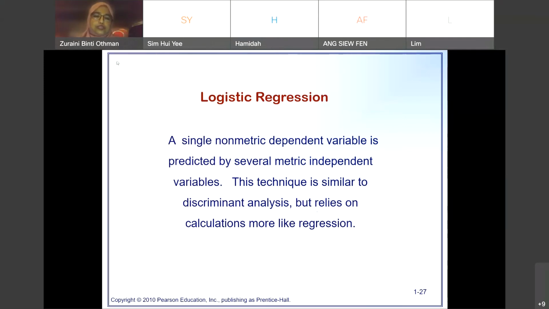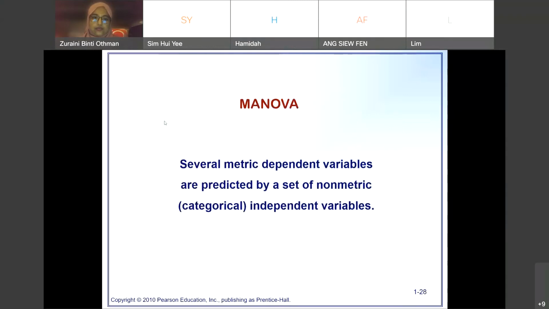if you search for an example case study for logistic regression. For MANOVA, okay, this is several metric dependent variables predicted by a set of non-metric categorical independent variables. After this, in the chapter on analysis of variance, I will teach that chapter. I will introduce to you what MANOVA is. Okay, then we will explain a bit further in that chapter.